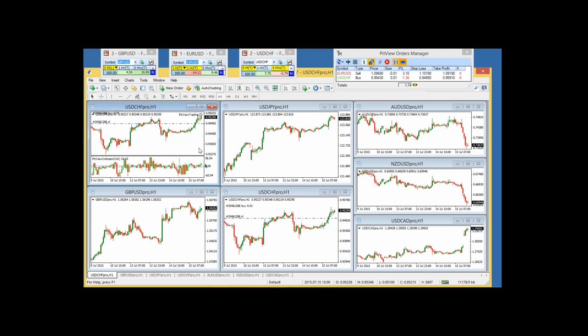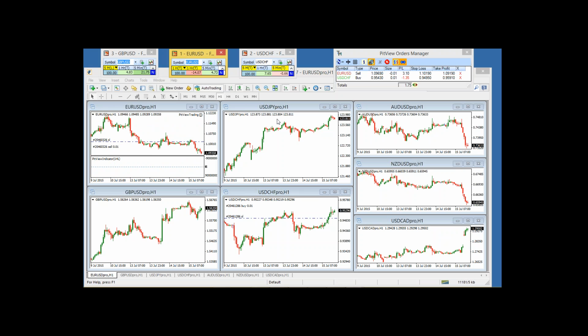The PitView indicator, I've held off on that a little bit to go through that in more detail on Friday's class, but we will go through it just a little bit today when I go through some of the different trades that we had on today as a class. And I'll go ahead and switch that over to the euro dollar pair so that we have all of our pairs up here.